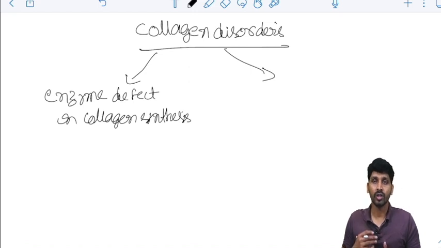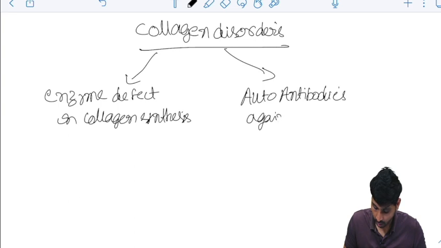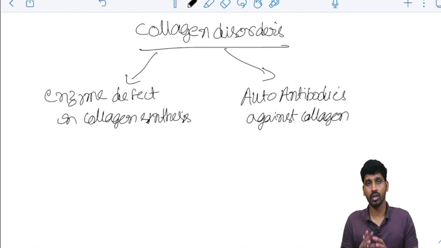autoantibodies which have been generated to target the collagen. Okay, so these are the two types, right?